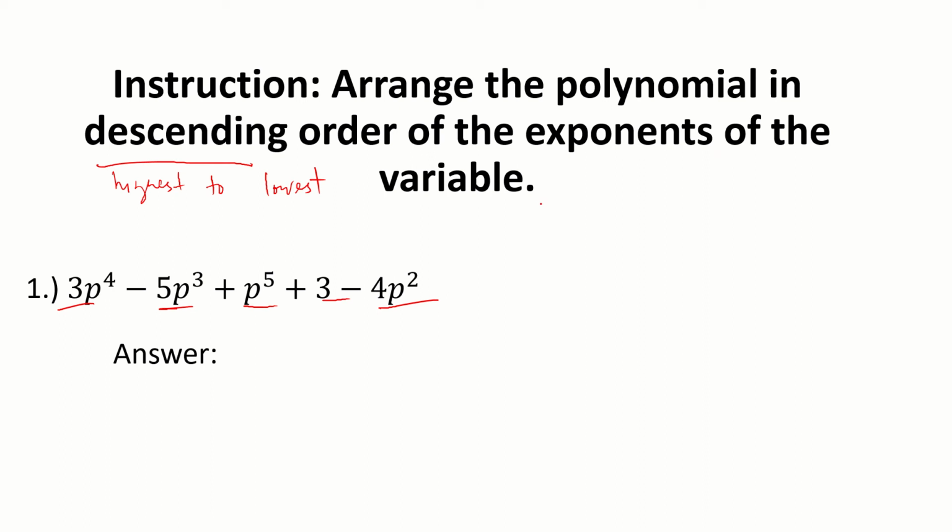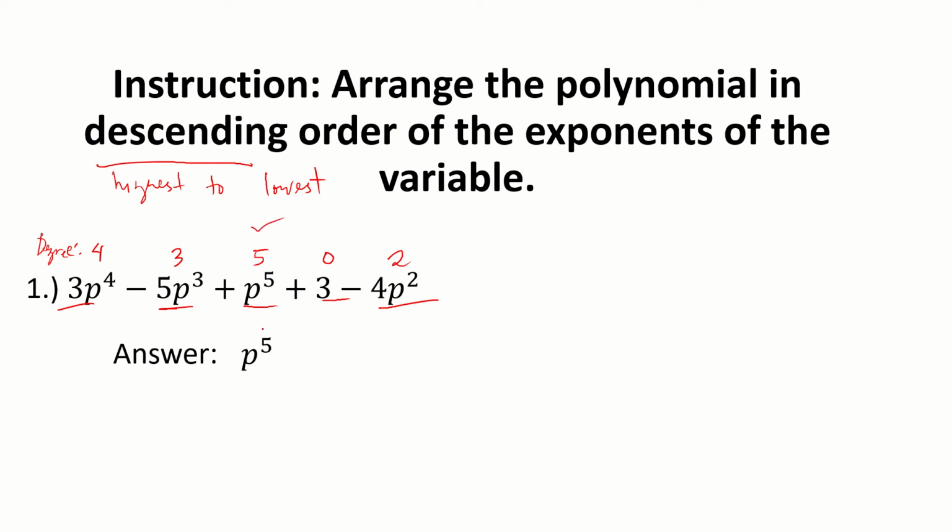Okay, so we'll start with the highest. So which one? The first term has a degree of 4. Second term has a degree of 3. This one has a degree of 5. This one is just a constant term. So this is 0. And this one is a 2. So there you go. Just arrange it.